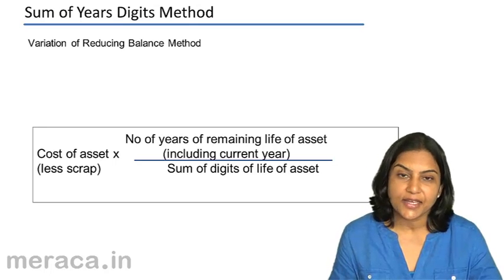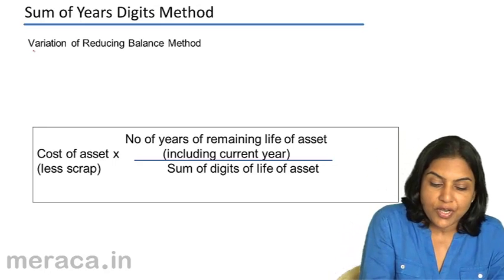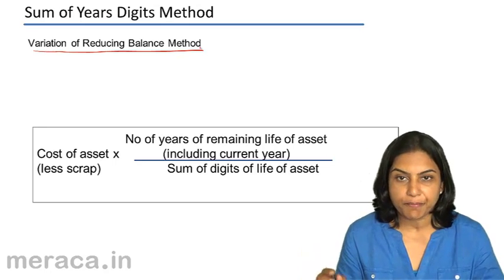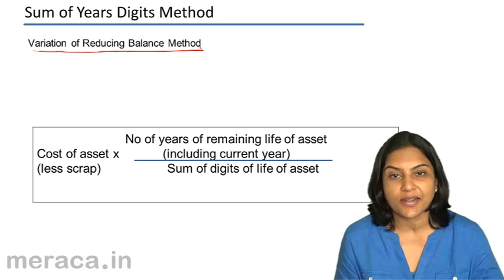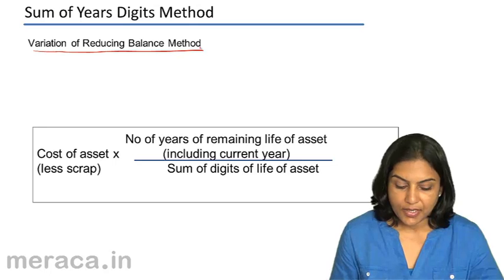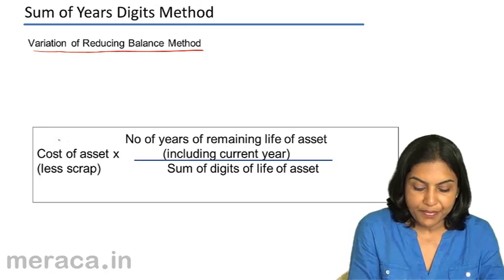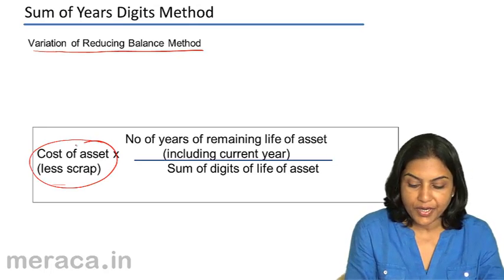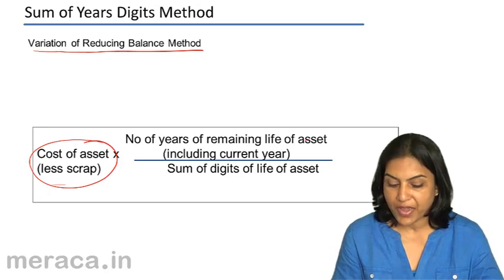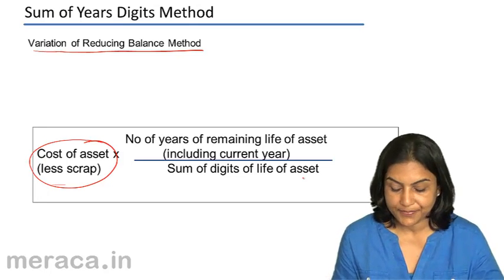Let us consider another method, the sum of years digits method. This is also a small variation of the reducing balance method. So the amount of depreciation will go on reducing under this method. Under this method, depreciation every year is cost of the asset less scrap, that is the depreciable amount, into the number of years remaining life of asset by the sum of digits of the life of the asset.